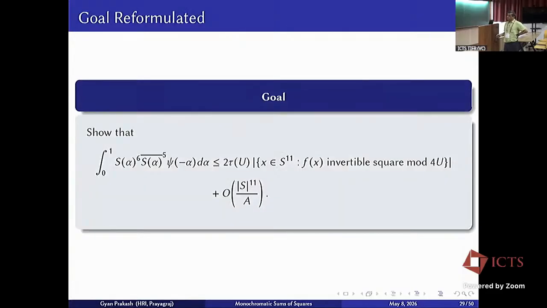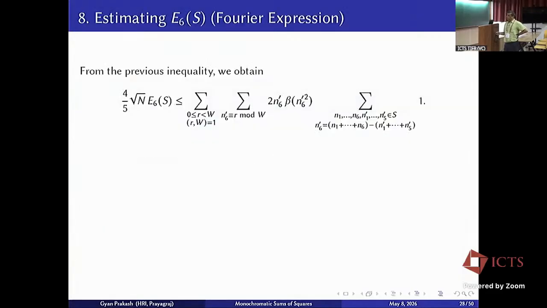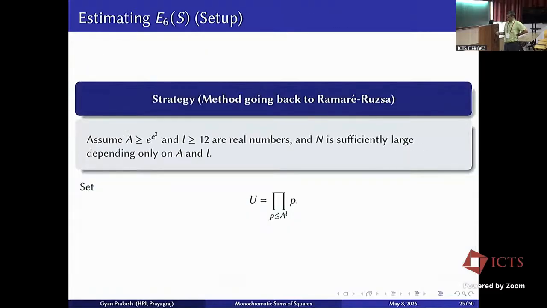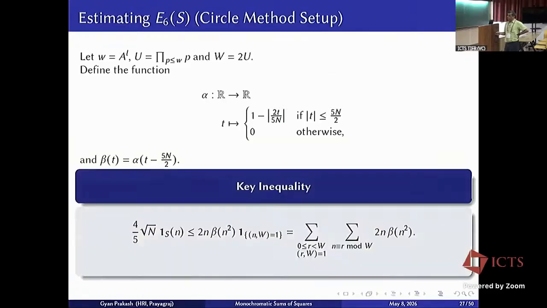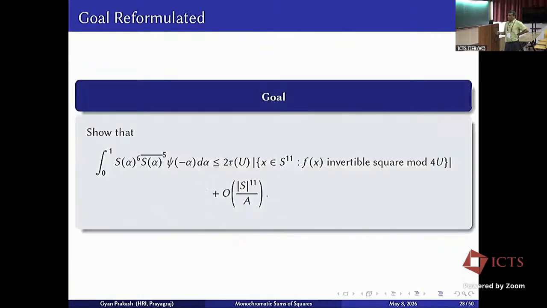Now, in the earlier one, there was a square root n in the main term and a square root n in the second term as well. But because we have got a saving of this square root n from here, what we actually need to prove is that, multiplied with the square root n, the integral here is this 2 tau u, this one, plus O of s to the power 11 by a. Because one extra square root n was saved from the bound on the indicator function of s.